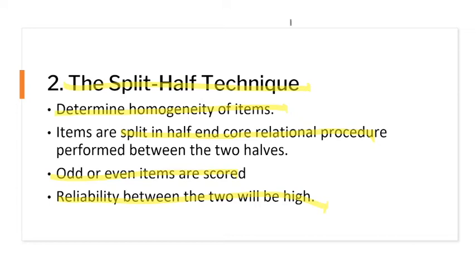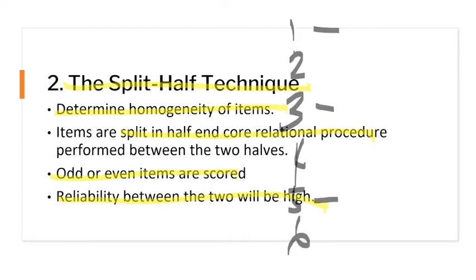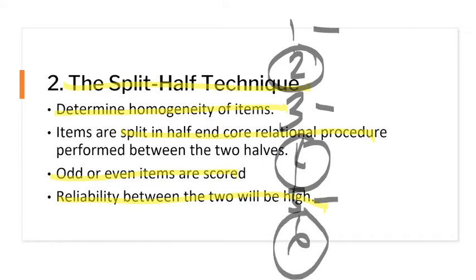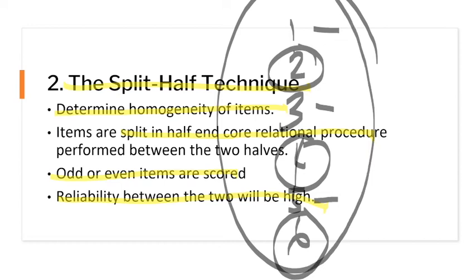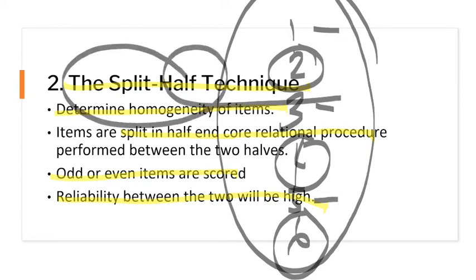It's almost the same as your Cronbach alpha, but what happens in your split half is that, for example, if you have a 6-item questionnaire, SPSS will get the scores for item 1, item 3, and item 5, and then compare that with items 2, 4, and 6. If your questionnaire is consistent, your split half technique would be able to give you a high reliability coefficient. Okay, that's your split half technique.